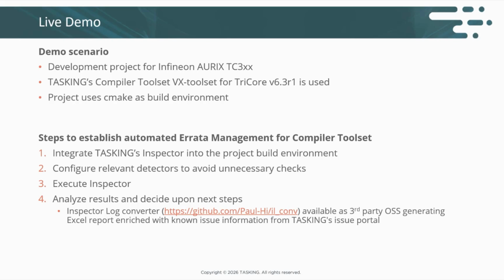First, I will show one way how to integrate the inspector into the CMake build environment. In a second step, I will prepare the required inspector configuration. Then I will execute the inspector in this environment and will finally use an open source tool to generate an Excel report showing all the findings and combining them with the information from the known issues list from tasking. So let's start doing it.